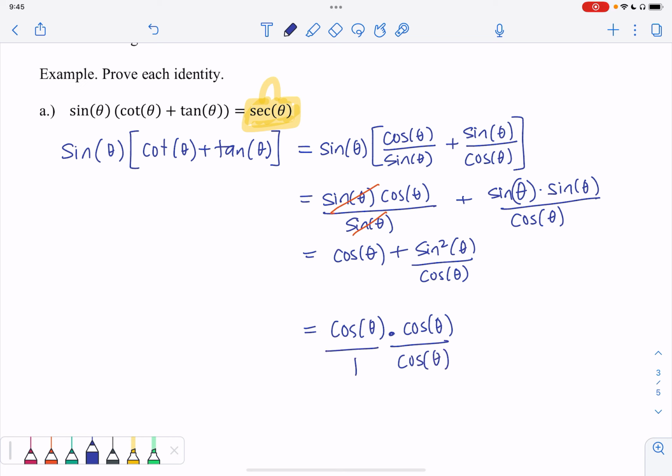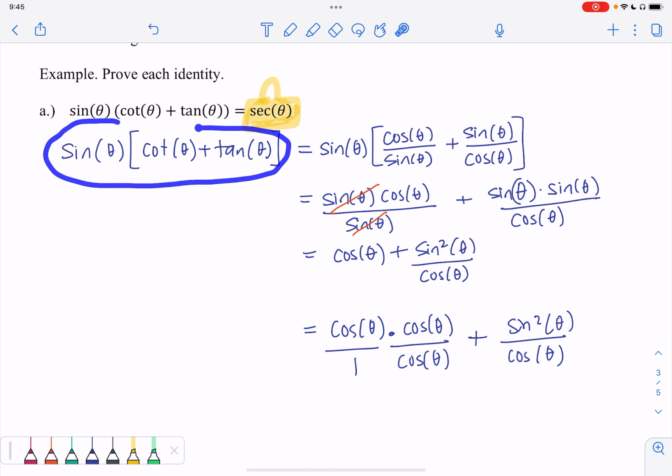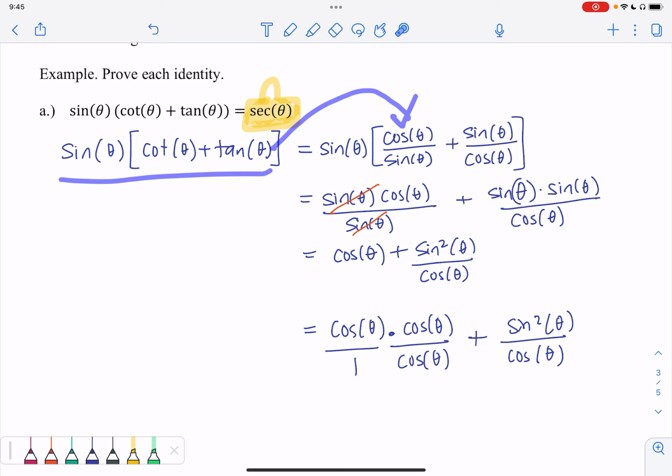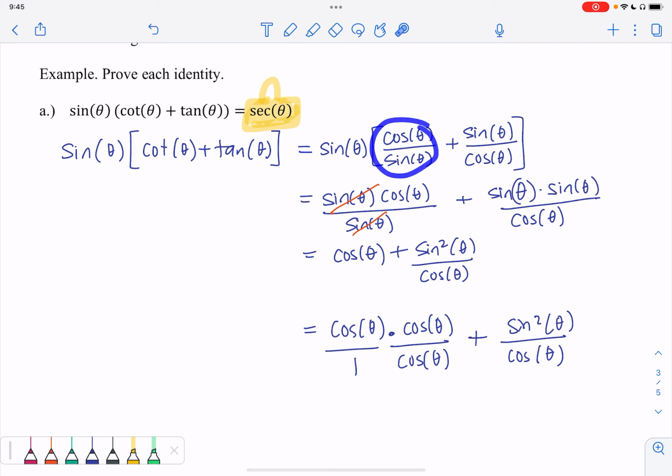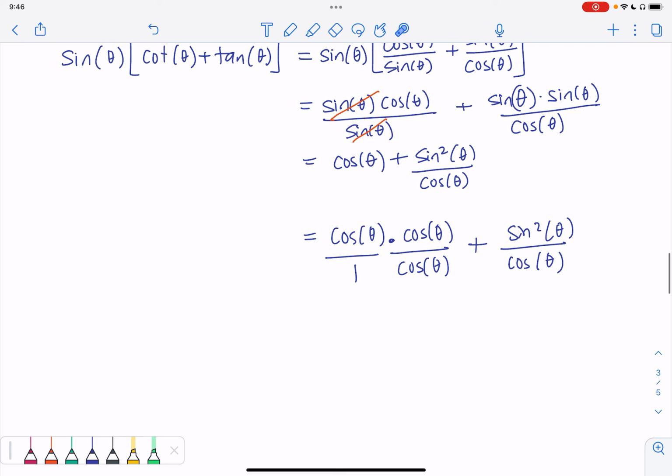Okay. So again, each time I'm not changing this expression that I started with, this whole thing, sine theta times cotan theta plus tan theta. That thing I didn't change when I went from here to here. I just used the definition of cotan theta, right? That's that quotient identity. Same with tan, quotient identity here. Then here I just multiplied in, right? That's not changing anything. I'm just using my distributive property. Okay. Then I canceled out sines. That's allowed, right? Now I'm just finding a common denominator.